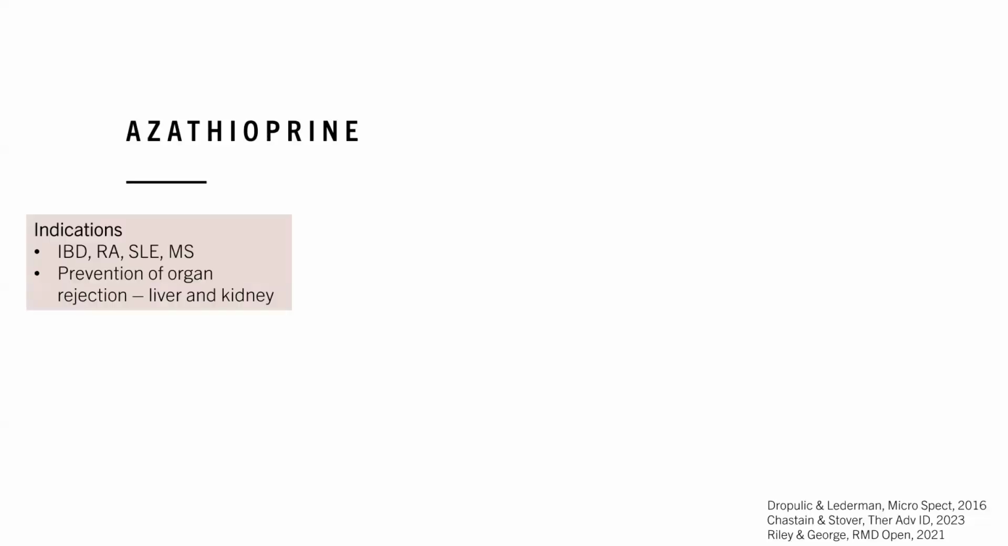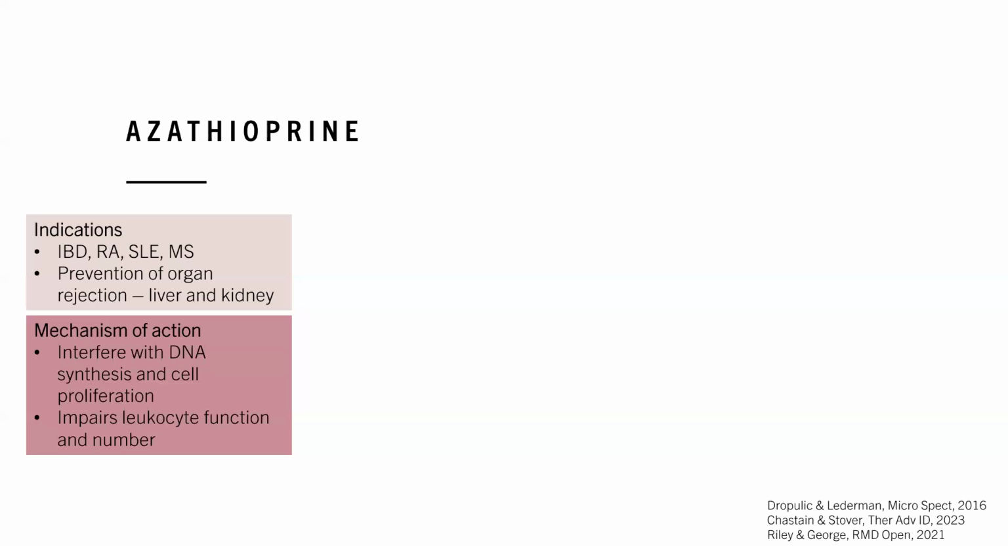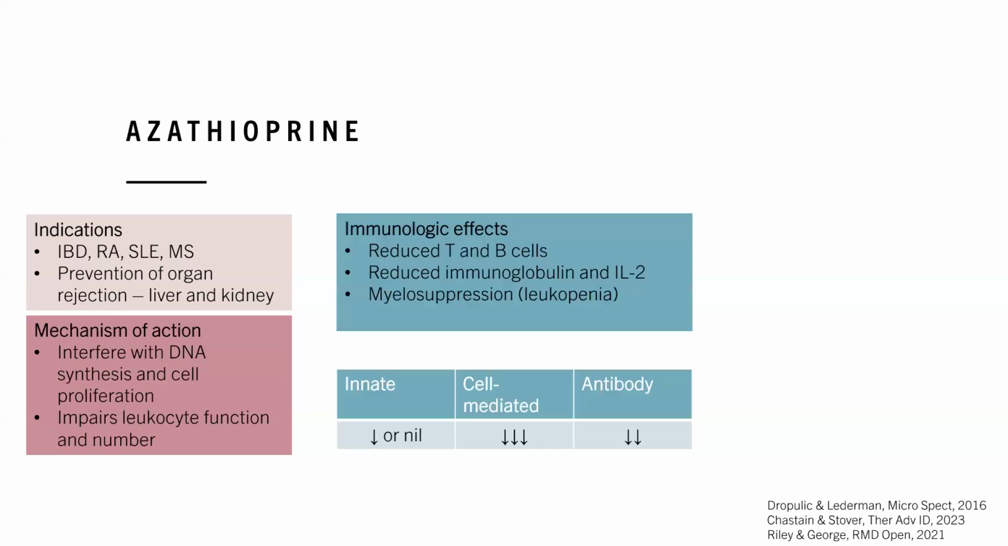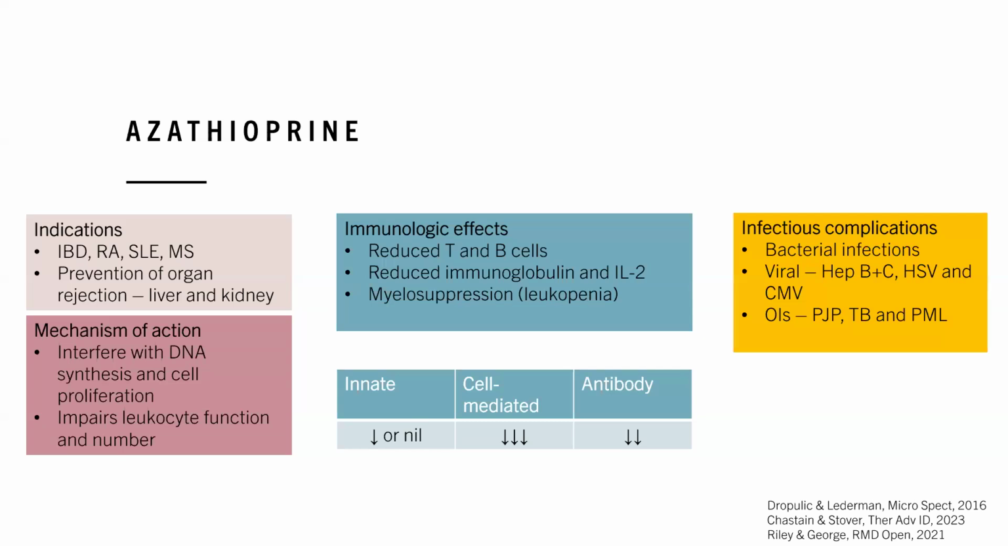The antimetabolites, such as azathioprine, are generally used for autoimmune conditions and also for prevention of organ rejection. They interfere with DNA synthesis and cell proliferation, so they primarily affect your cell-mediated and your antibody immunity. The infectious complications may be bacterial infections and then your viral as well as your opportunistic infections.